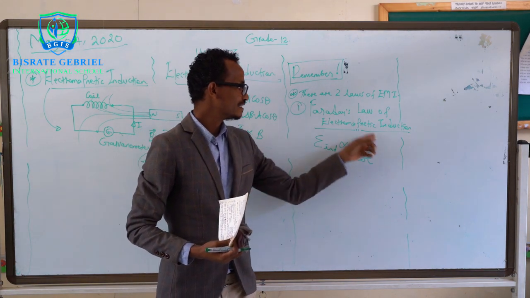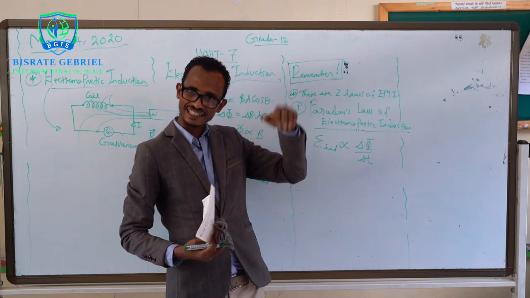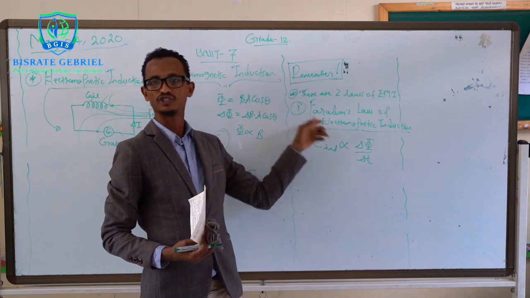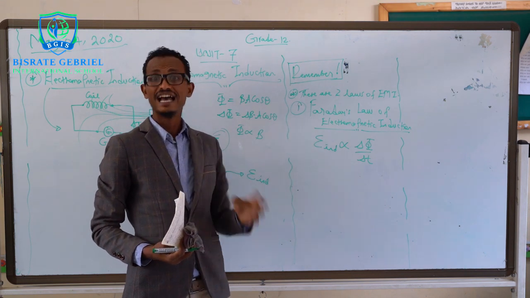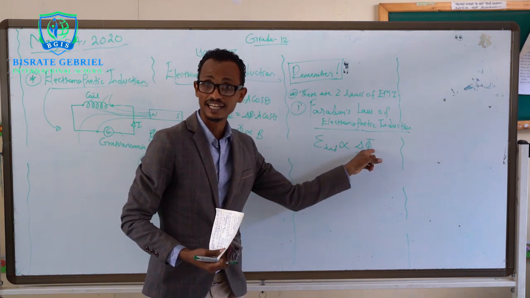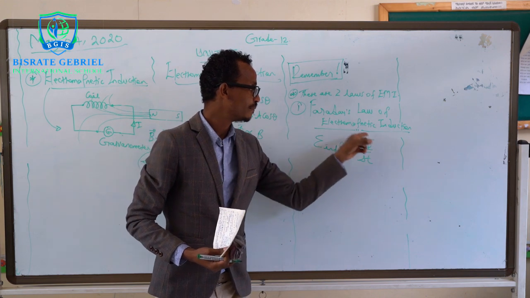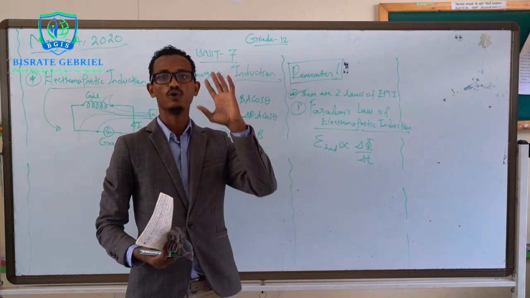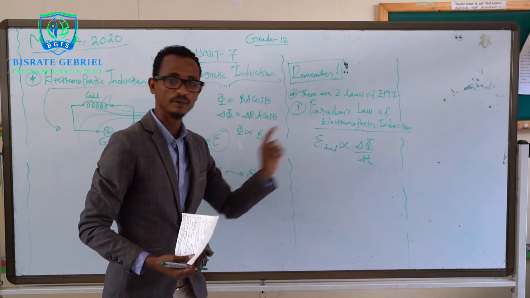Or if the rate of change in magnetic flux decreases with time, the amount of induced electromotive force decreases continuously. If there is no change in magnetic flux, there is no induced electromotive force at all. This is the concept of directly proportional.